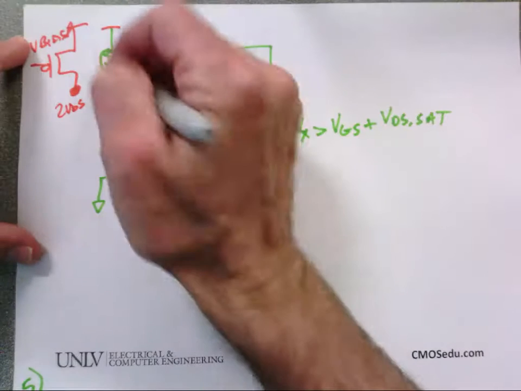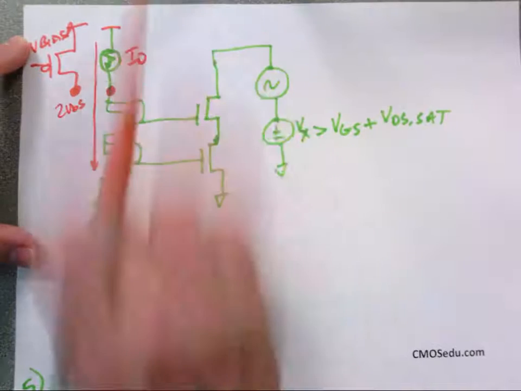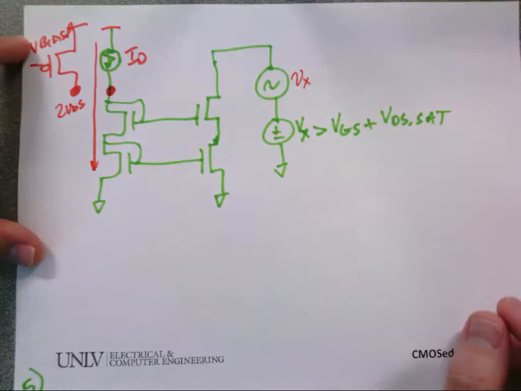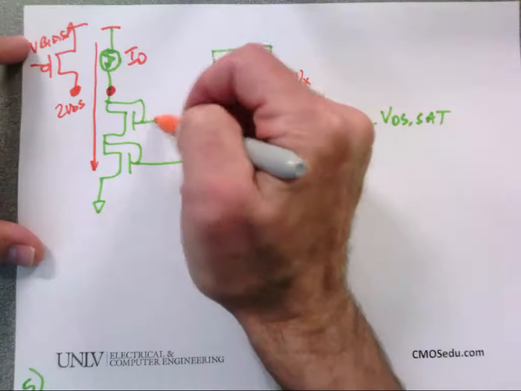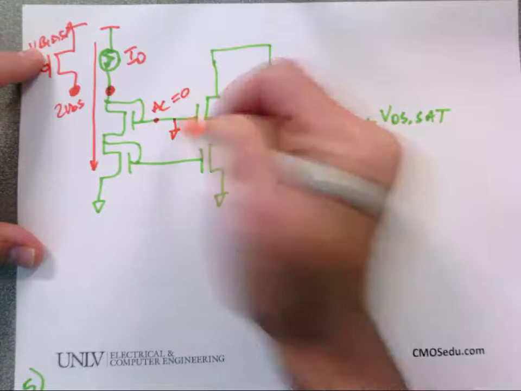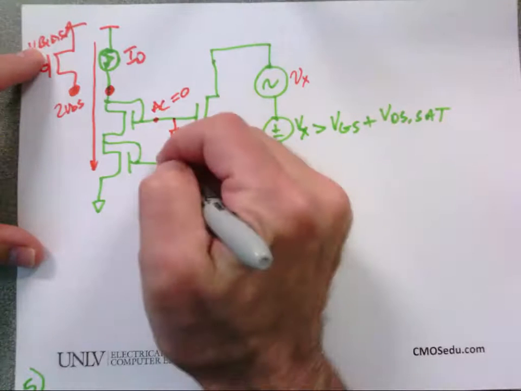If I have a constant current flowing through here, I have no AC over here. The only AC I have right here is this Vx. What's the AC voltage here? And what's the AC voltage here?